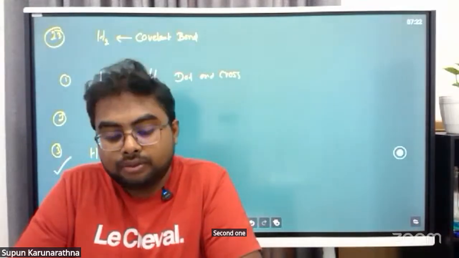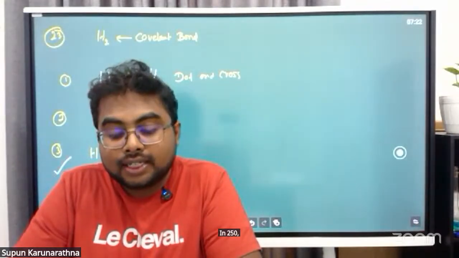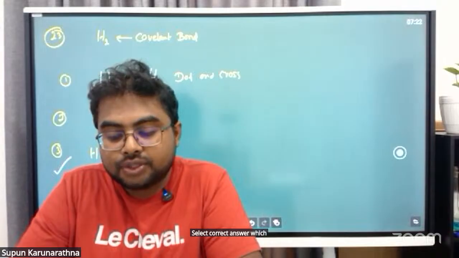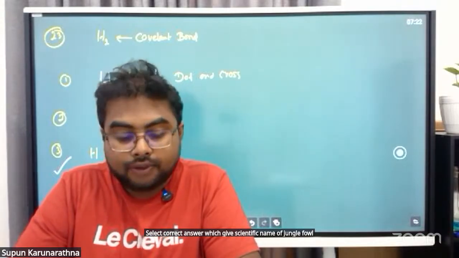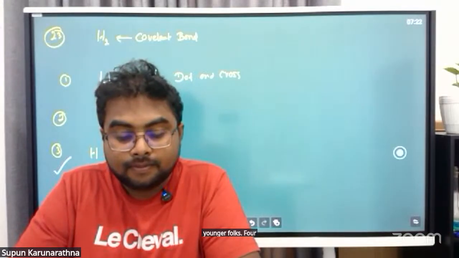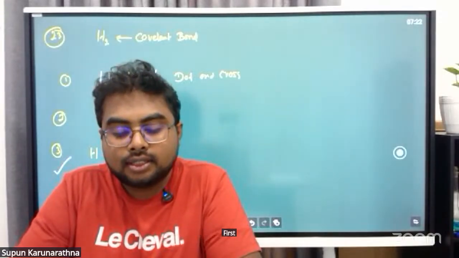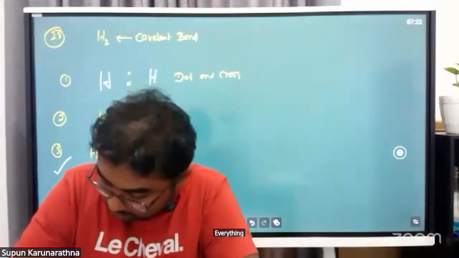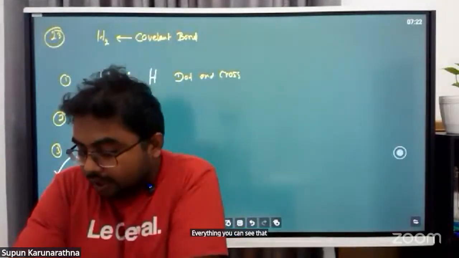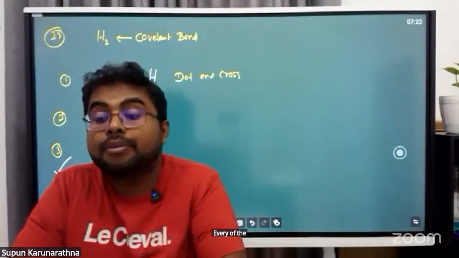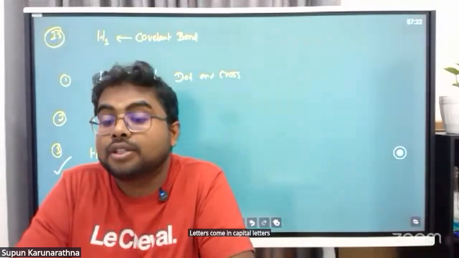In question 25, select the correct answer which gives the scientific name of the jungle fowl. Four answers are given. The first answer, Gallus: every letter is in capital letters, so it should not be correct.